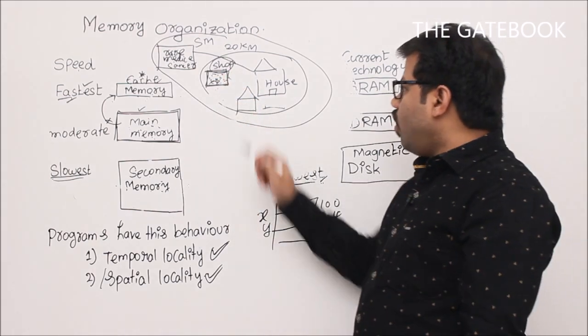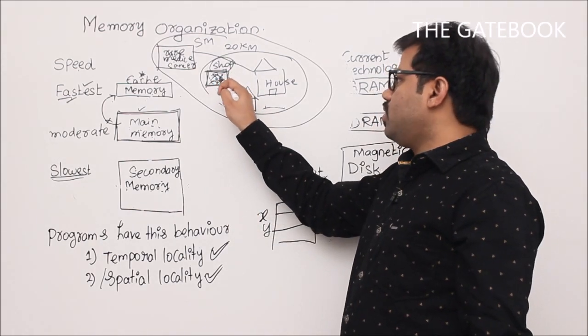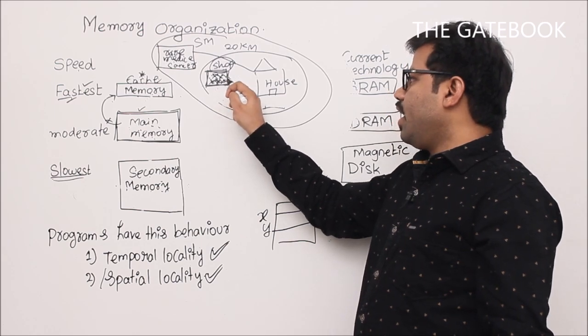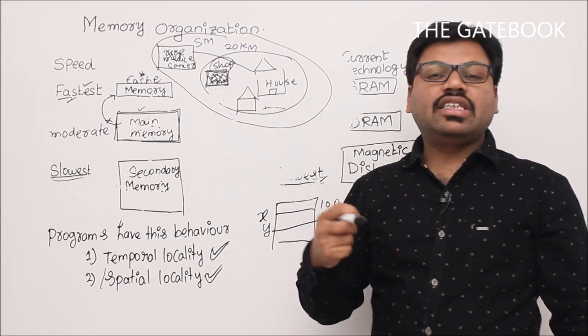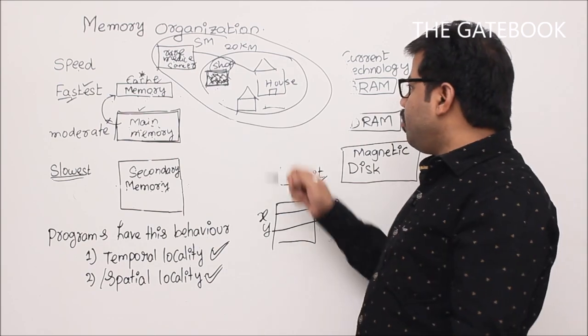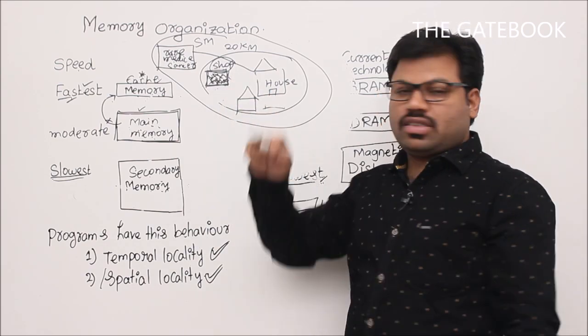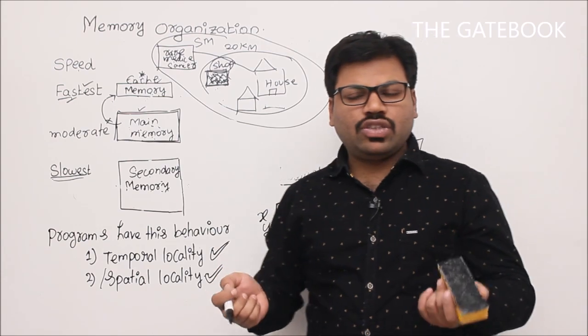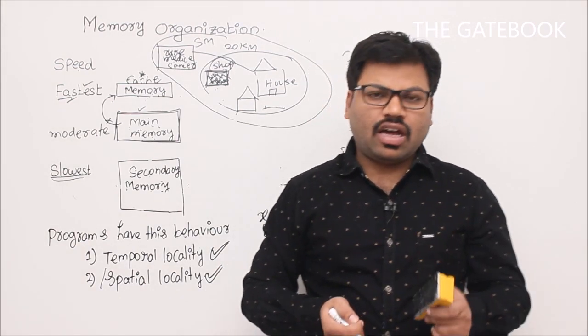So that's why he will keep the items in such a way that they are regularly used by the majority of the people. For example, paste is used by everyone, so he will keep paste. And coffee powder is used by everyone, so he will keep coffee powder or tea powder.